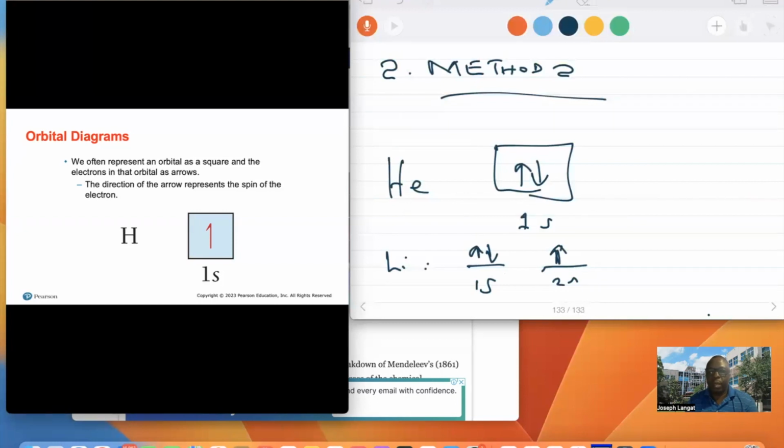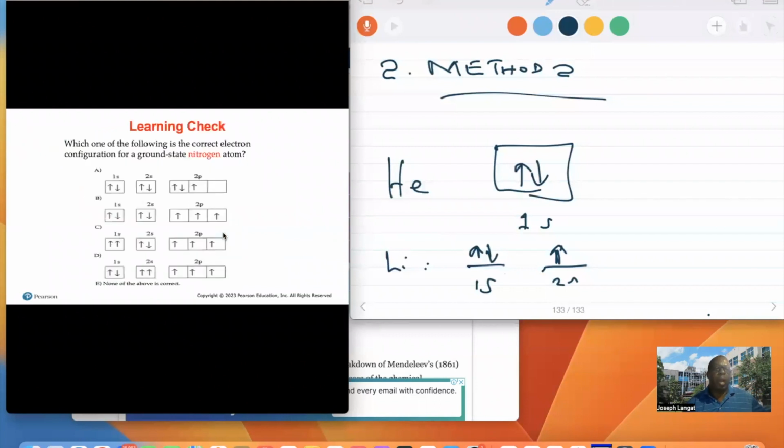So this is how you write an orbital filling diagram. The direction of the arrow represents the spin. So this is spinning in that direction, and this is spinning in this direction. You can use a half arrow or a full arrow.